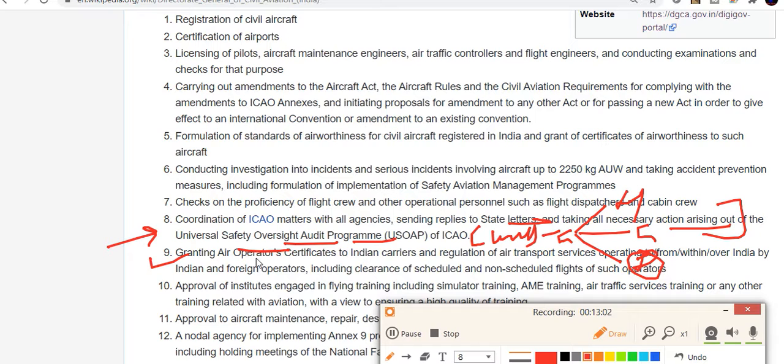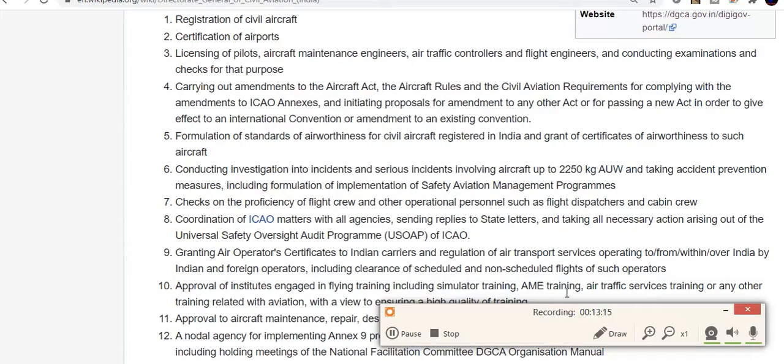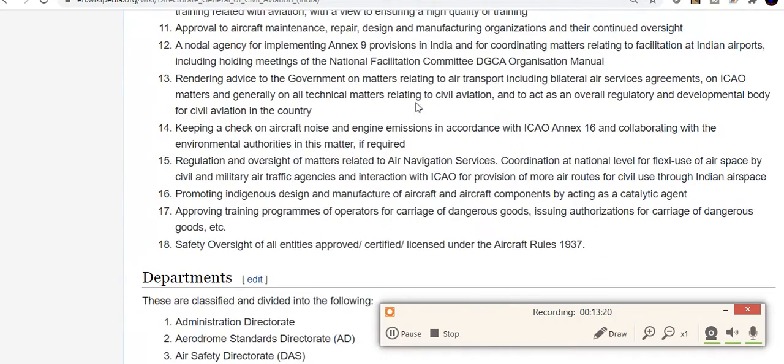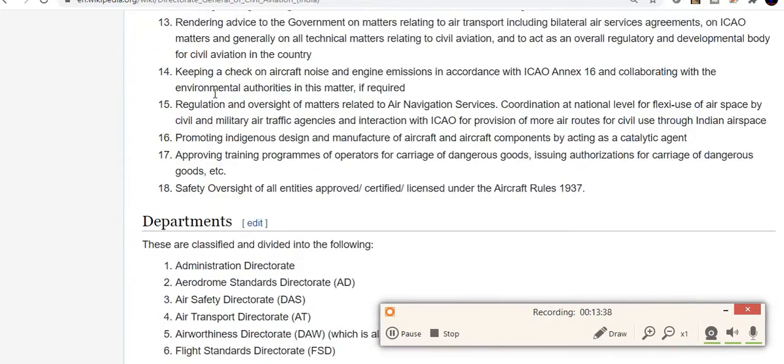Apart from that, it grants the air operator certificate to Indian carriers, approval to institutions and approval to aircraft maintenance. It is the nodal agency for implementation of different annexes of ICAO as well. Okay, so it is the nodal agency for implementing the different provisions in India, and for coordinating matters relating to the facilitation of airports and all those things. Now the points are very generic, you can just remember that it is a regulatory body. This is enough to understand over here.